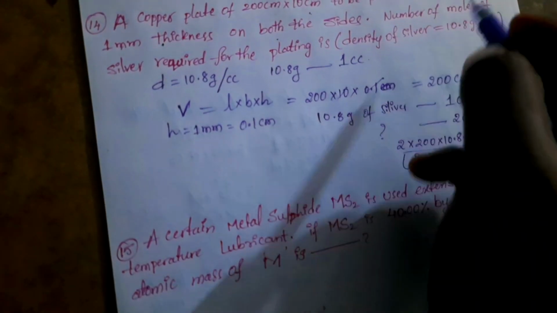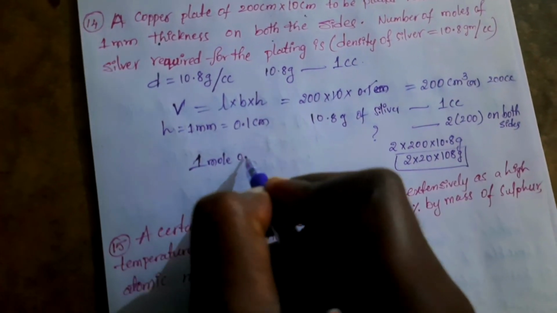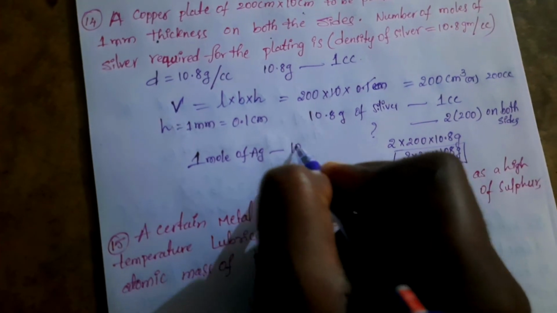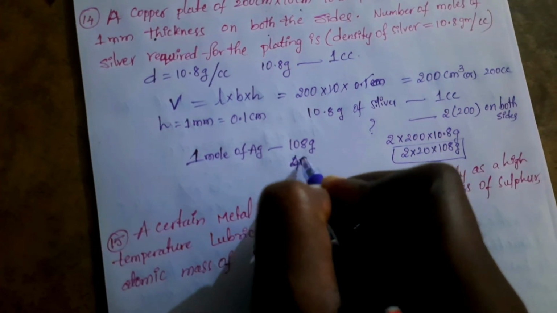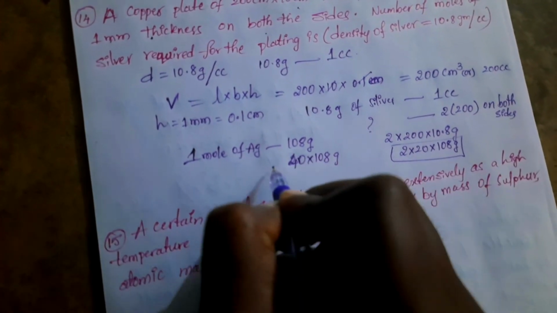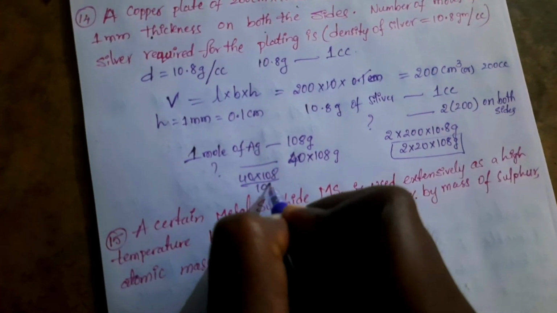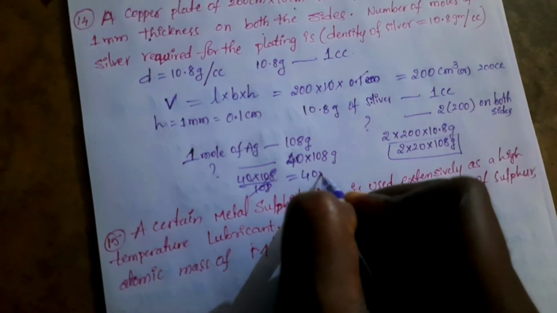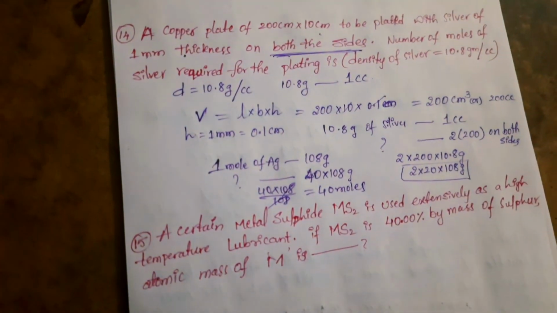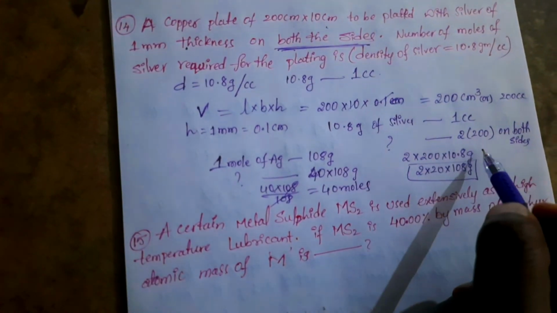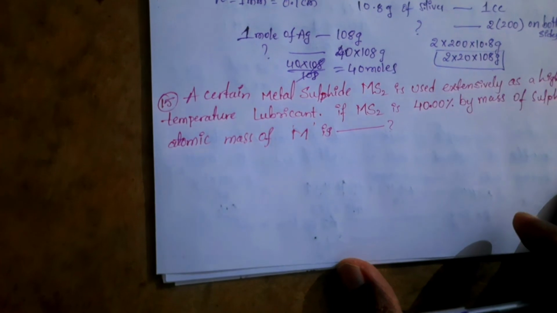Now what they are asking here is the number of moles of silver required. Now you see here, 1 mole of silver weight is how much? 108 grams. Then this weight, 2 into 20, that is nothing but 40 into 108 grams, contains how many moles? That is 40 into 108 by 108, that is nothing but 40 moles. You need to understand the concept here: on both sides. And also with the help of density we calculate its mass, and if you know the molecular weight, you can calculate the number of moles. Is that clear? Most important question.